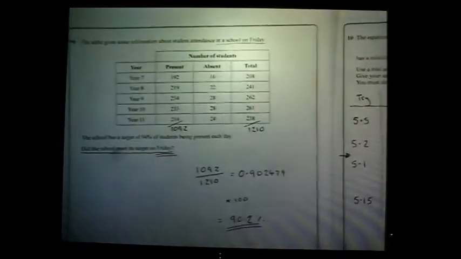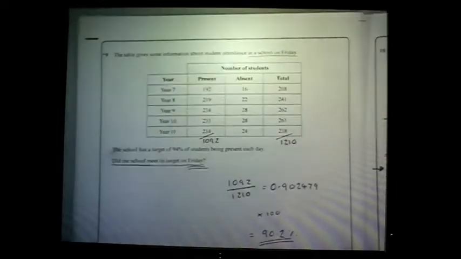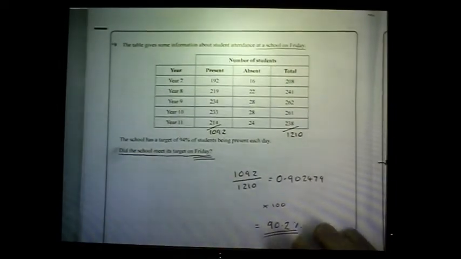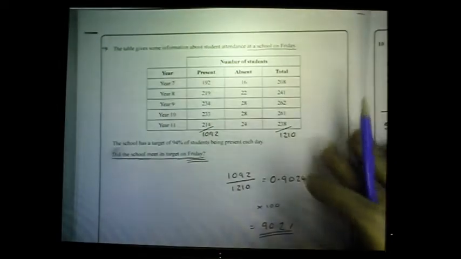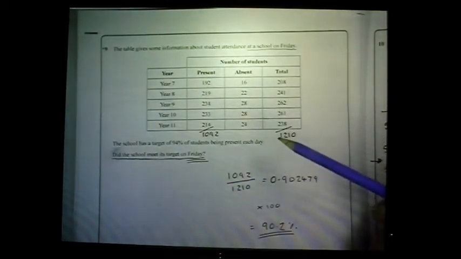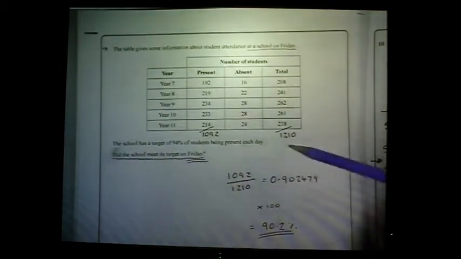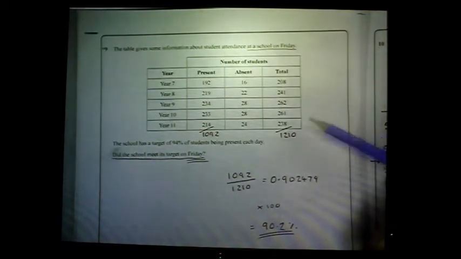The table gives information about some students' attendance at a school on Friday. So all of this is for Friday. The school has a target of 94% of students being present each day. Did the school meet its target on Friday?